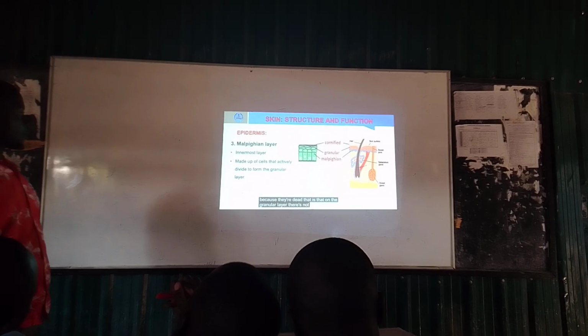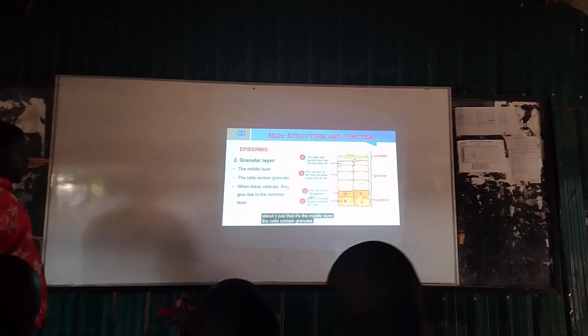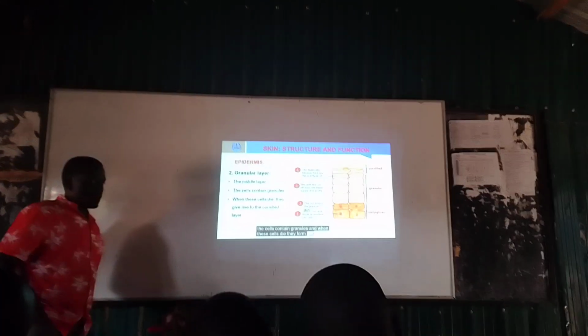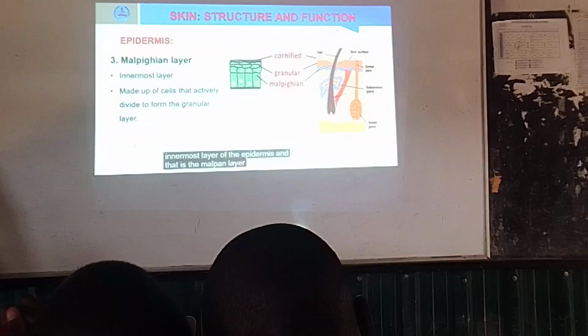On the granular layer, there's not much to say about it, just that it's the middle layer, the cells contain granules, and when these cells die, they form the cornified layer. Now moving on to the third, the innermost layer of the epidermis, and that is the mammalian layer.